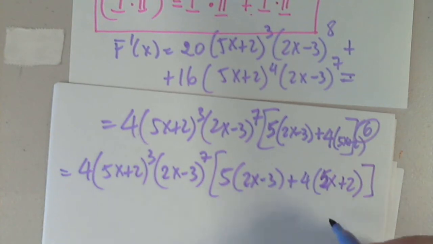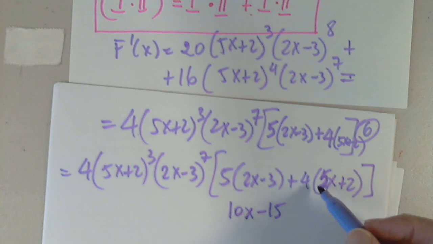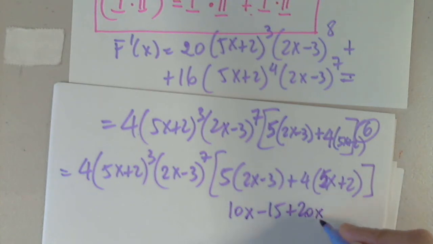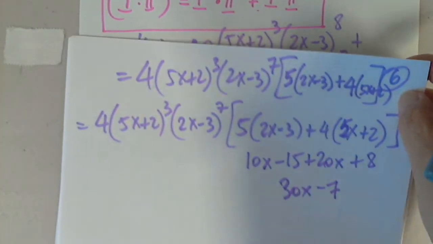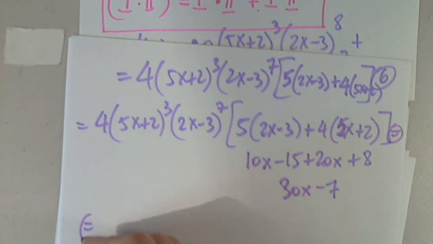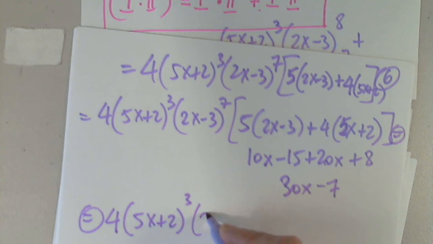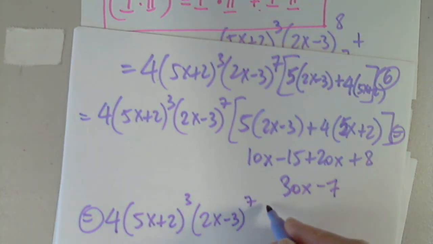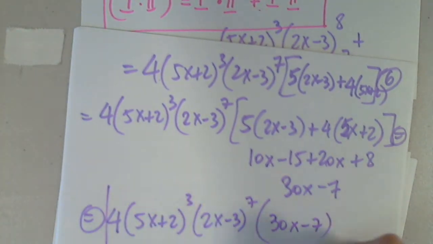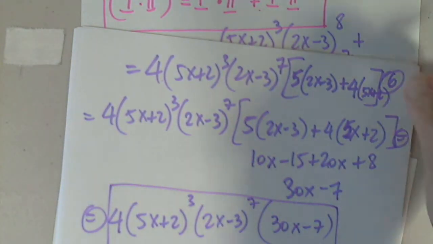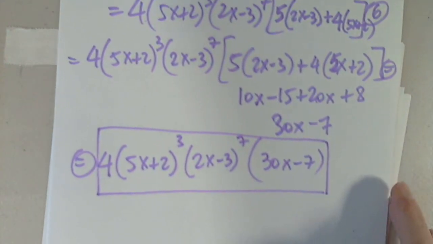I will combine like terms here. I see 5 times 2 is 10x minus 15. 4 times 5 is 20x plus 8. So then I get 30x minus 7. So the final simplified form will be 4, 5x plus 2 cubed, 2x minus 3 to the 7th power, and 30x minus 7. And this is absolutely final. No one can further simplify that.